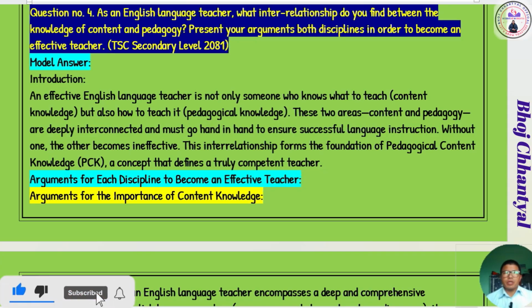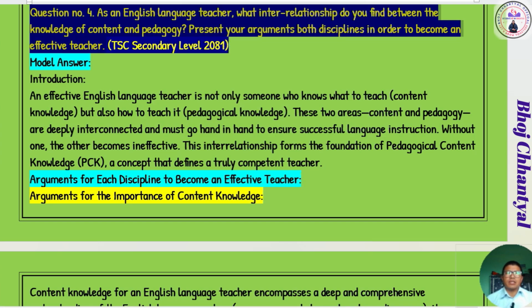Okay, let's move to question number 4. As an English language teacher, what interrelationship do you find between the knowledge of content and pedagogy? Present your arguments for both disciplines in order to become an effective teacher. This question was asked in 2081 for secondary level. Okay, let's see the model answer.